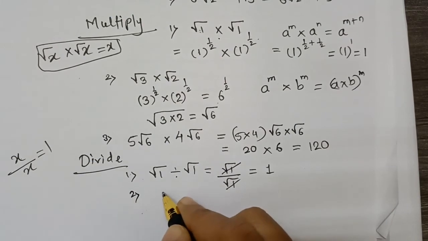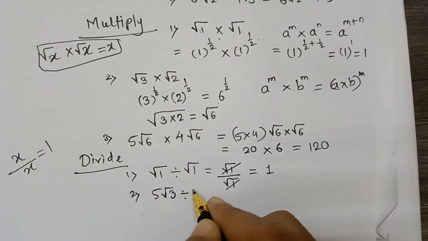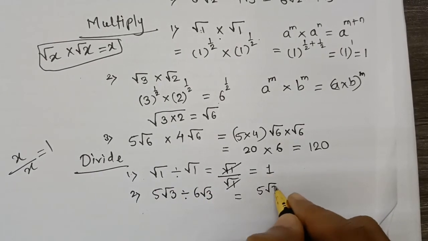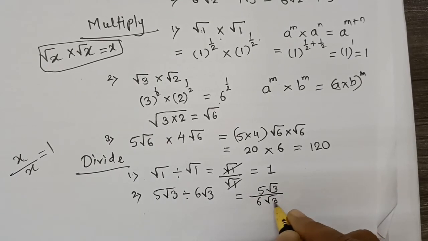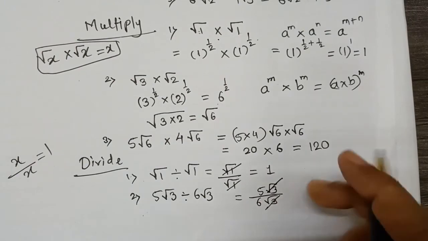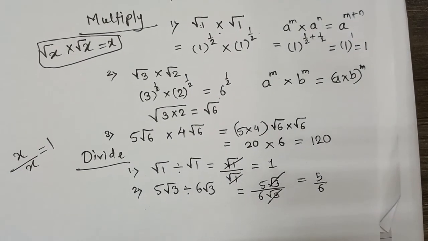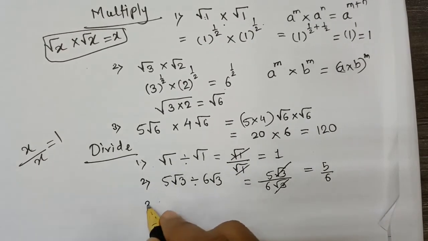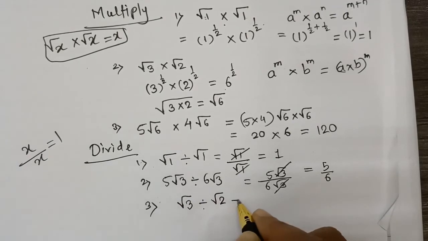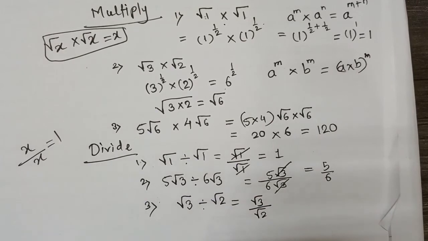We have 5 root 3 divided by 6 root 3. So just take it as 5 root 3 divided by 6 root 3. Root 3, that means 3 to the power 1 by 2 and 3 to the power 1 by 2, will cancel, and the fraction will be just 5 by 6. But if you have different roots like root 3 divided by root 2, you cannot cancel them. You need to keep them as root 3 by root 2 as it is.